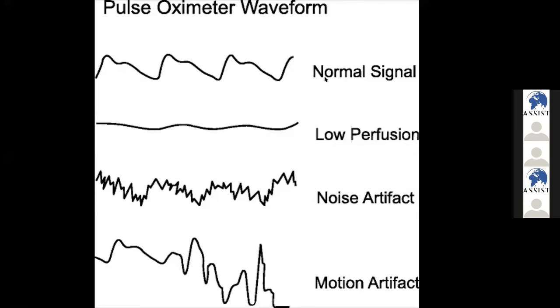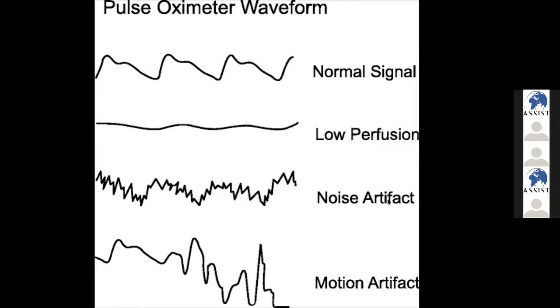So Jocelyn was asking about the abnormal waveform. As you can see, the normal waveform is the regular waveform here on the top. But if you have a low perfusion, it's like a flat line. And many things can cause low perfusion, including vasoconstriction, shock, maybe cold, many things which can cause low perfusion in your extremity. You have a tracing like this.